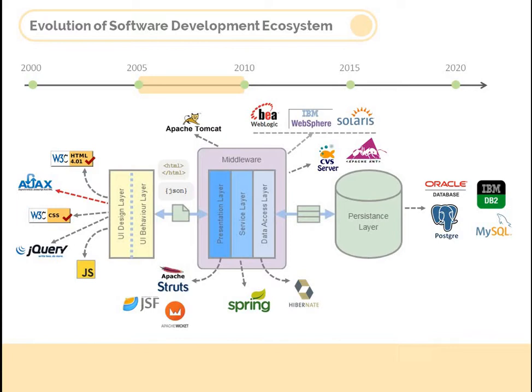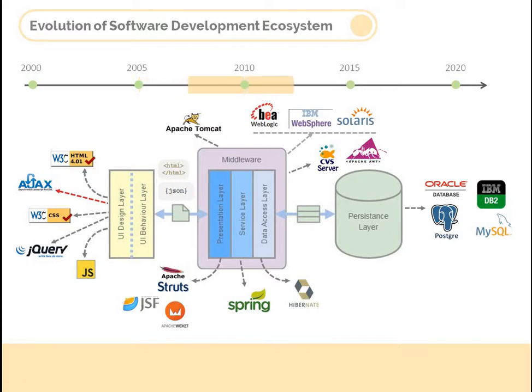So here we can see on the presentation layer Apache Struts, JSF, Wicket, and on the service layer, Spring IOC totally captured the market for managing the service layer. And the smartest data access technology, Hibernate by Gavin King, totally swayed the market at that point of time.